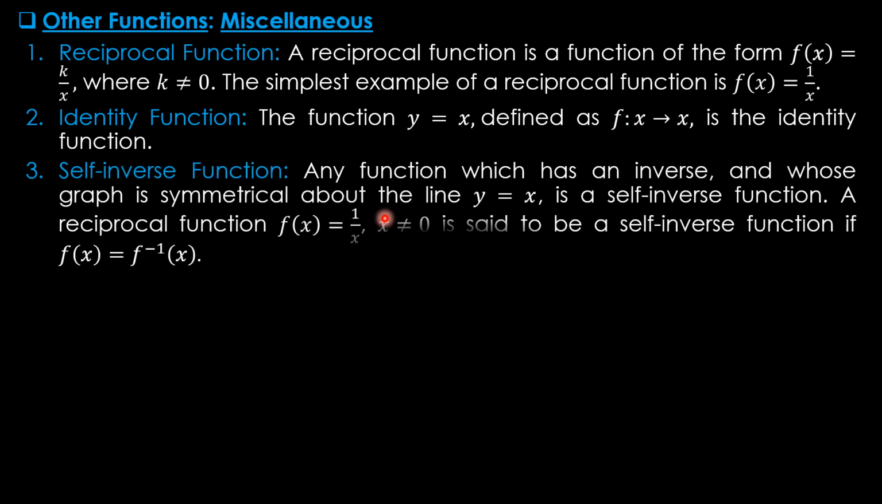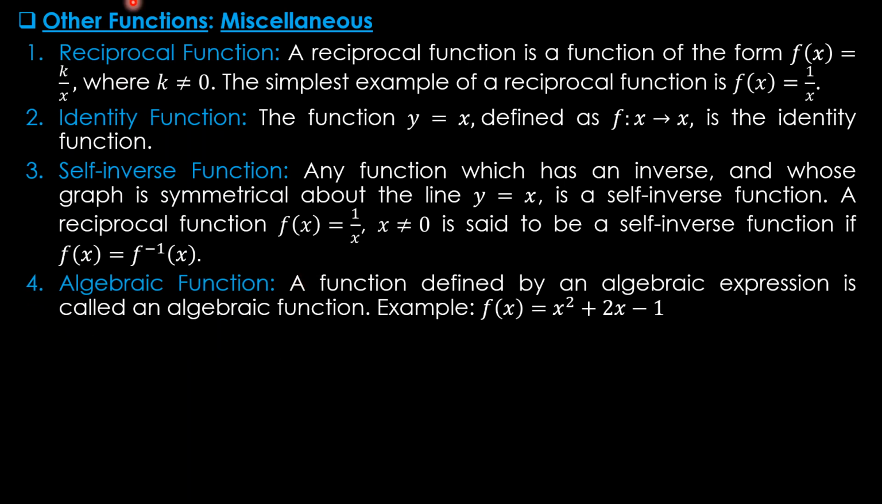Next is self-inverse function. Any function which has an inverse and whose graph is symmetrical about the line y equal to x is a self-inverse function. A reciprocal function f(x) equal to 1 over x, x not equal to 0, is said to be a self-inverse function if f(x) equal to f inverse x. Algebraic function. A function defined by an algebraic expression is called an algebraic function. Example, f(x) equal to x squared plus 2x minus 1.